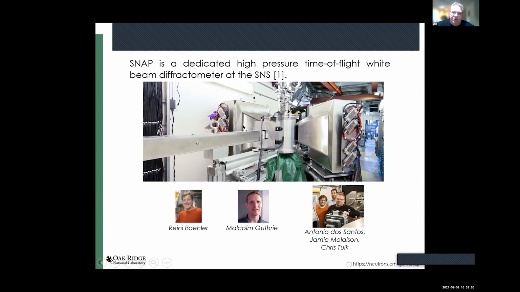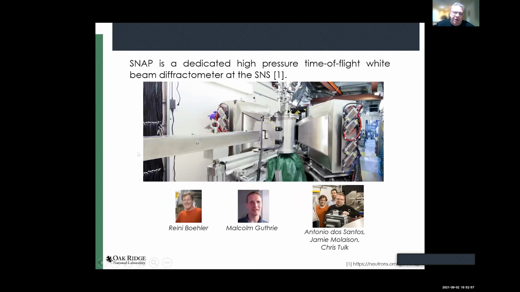So this is the SNAP instrument. It looks a lot like an X-ray instrument. It's got 2 large area detectors. The sample is mounted on a hexapod. And in the cryostat here is most likely a diamond anvil cell. And there's a large closed cycle refrigerator to cool that. And then I'll explain the diamond anvil cell design a little bit more in a minute.